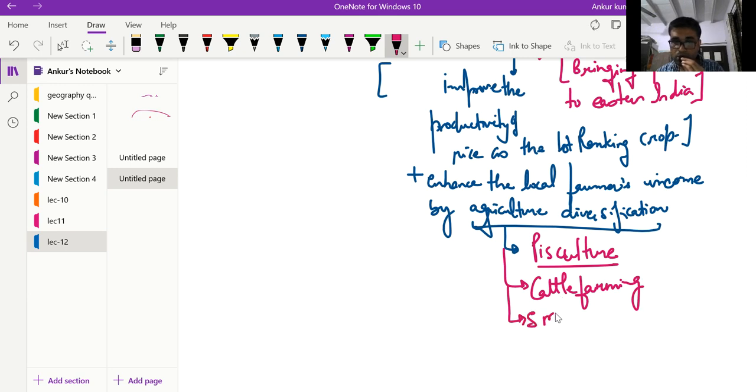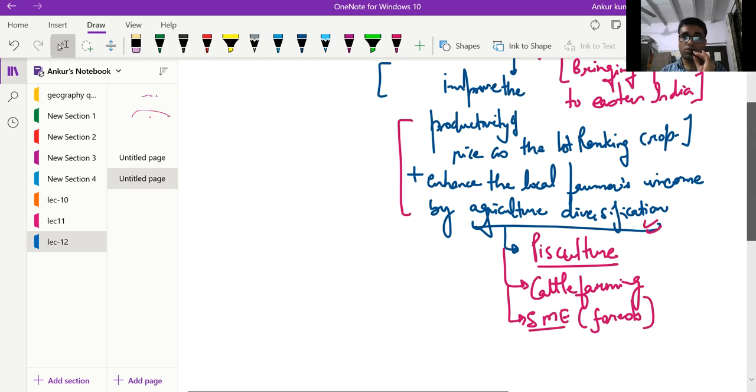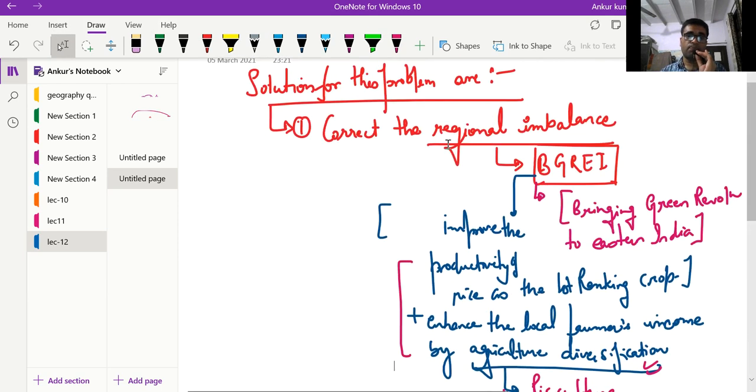Small and micro industries based on the forest. So there can be a number of schemes that can be adopted for agriculture enhancement in this region, in eastern India. So the first thing that we said is we have to correct the imbalance that we deliberately adopted in the green revolution scheme of things. This is the first step that we have to adopt.